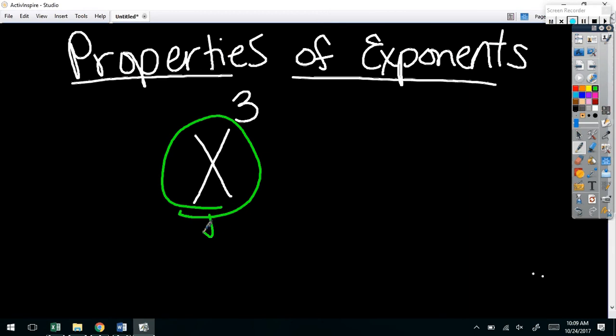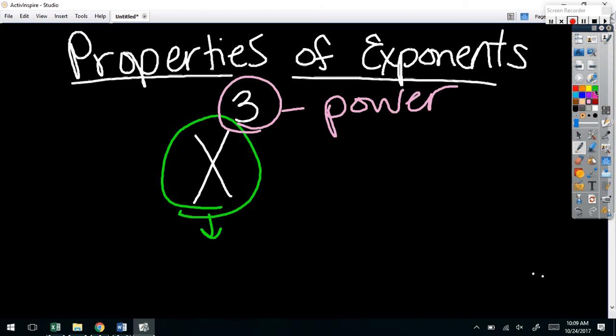Coefficient. Try again. Power. There is a power there, but this would be your power. What is the green circled called? Do you know? It starts with a B. No, it's base. This is your base, okay?